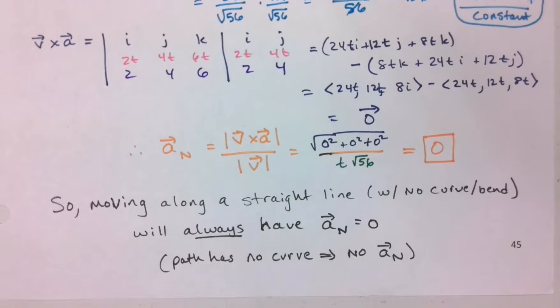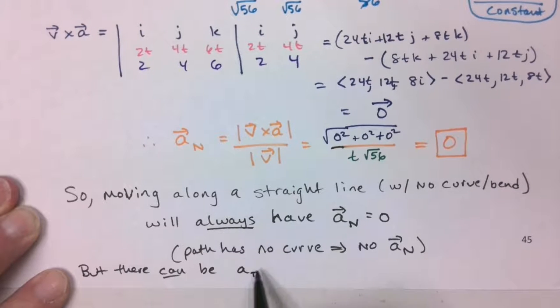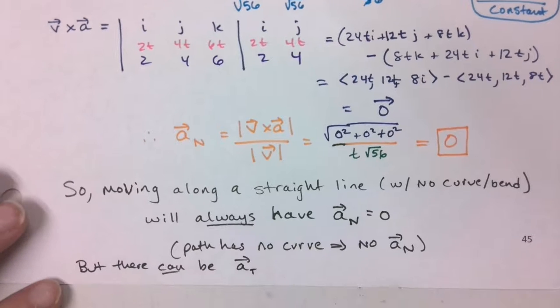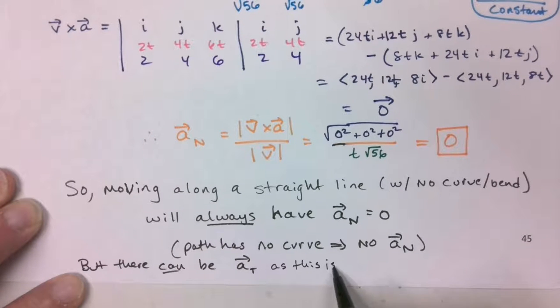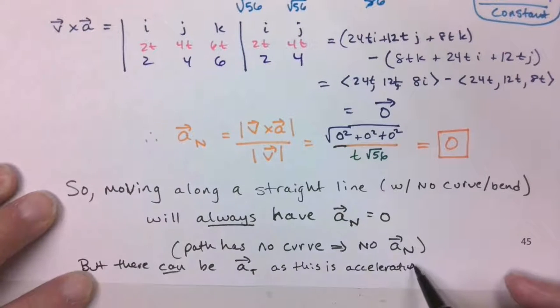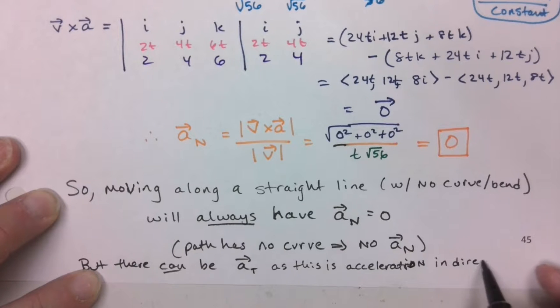There can be acceleration in the tangential direction, because that's how fast you're moving in the line. Well, not how fast, but it's how fast you're accelerating as you move along the line. This is acceleration along the line. I can't spell the word acceleration. I'm running out of paper here. Acceleration in the direction of the line. Or path, if you like.